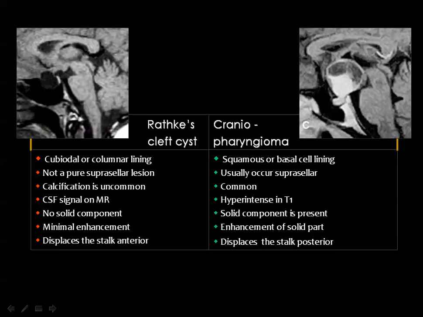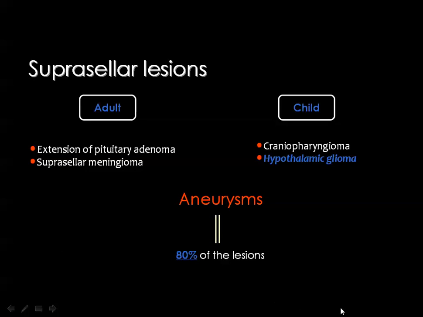This is a classic appearance of a Rathke cleft cyst, which is predominantly inside the sella, extending slightly above the sella. But the craniopharyngioma is a predominantly suprasellar pathology. It has a cystic component and a solid component. If you inject the contrast, the solid component will enhance, and the cyst wall will also enhance. And sometimes the fluid inside the craniopharyngioma cyst may show hyperintense signal in T1 due to the high protein content or the proteinaceous content.